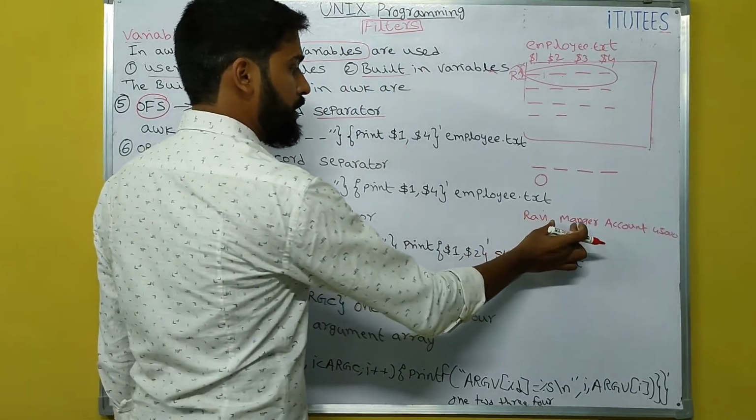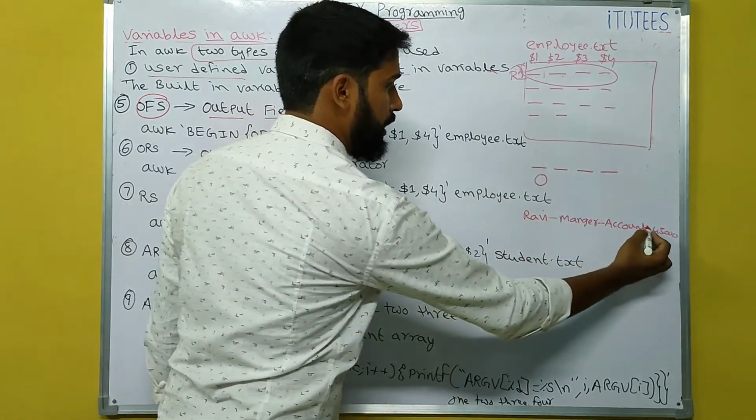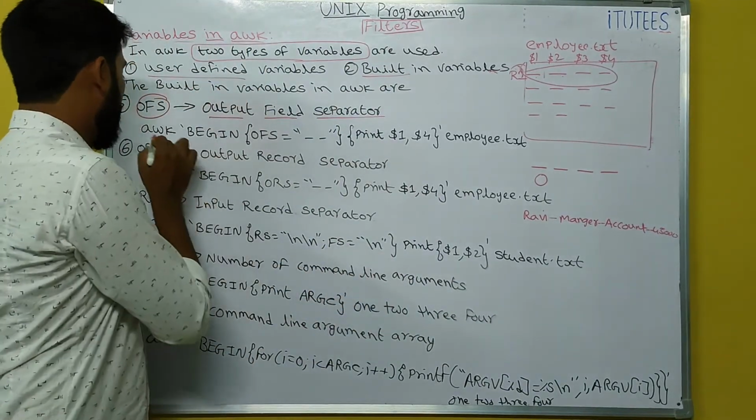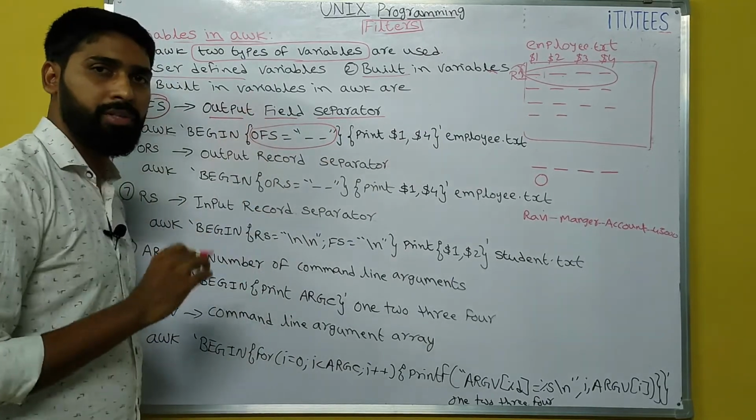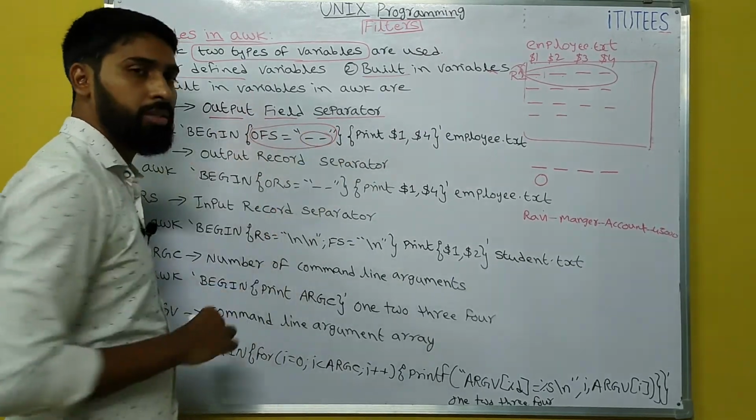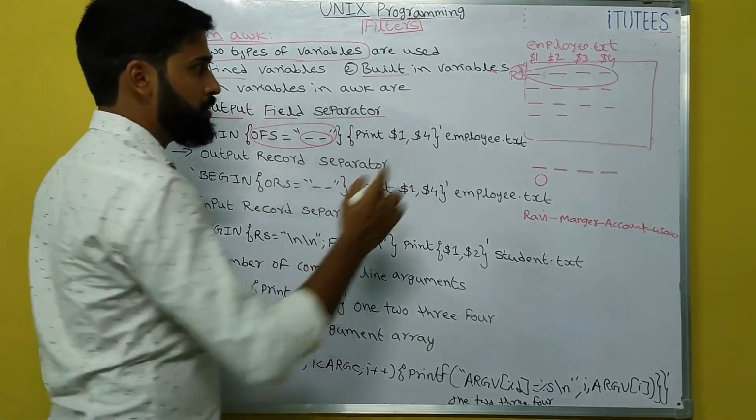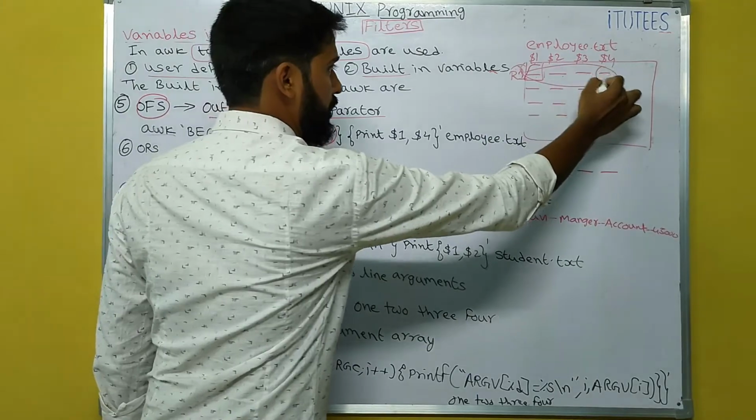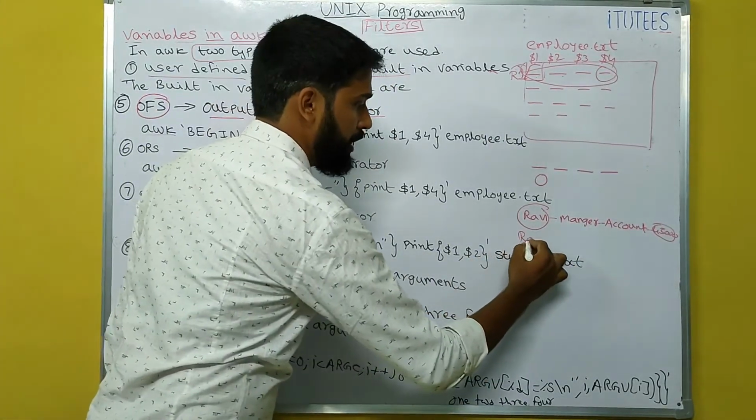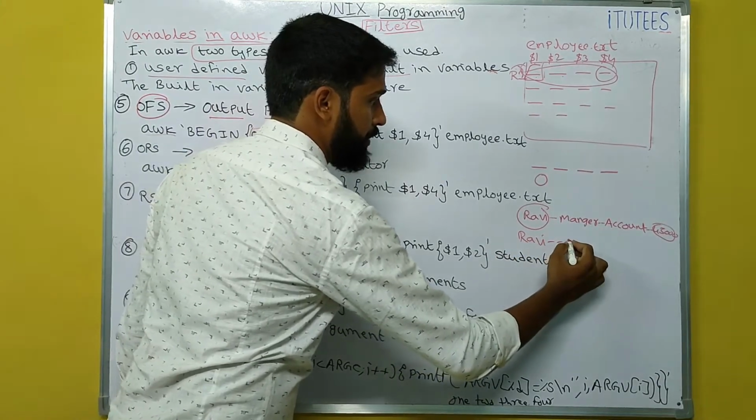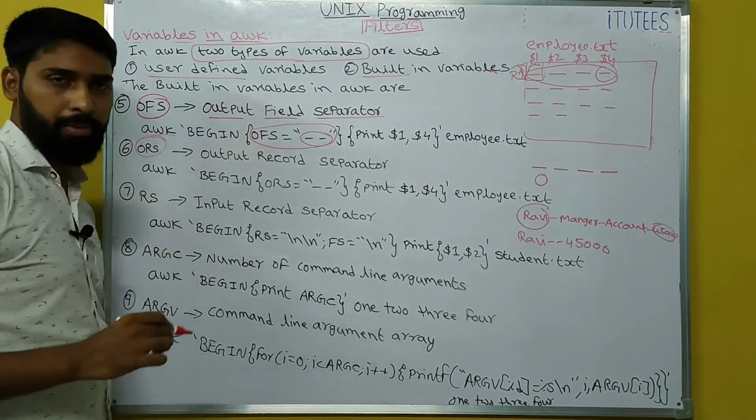Now I want to separate these fields using a hyphen like this. Then how can I write it? In the AWK BEGIN section I initialize OFS equals to double hyphen, and I print $1, $4. That means the first field and the last field. The output will be Ravi, the field separator, hyphen hyphen, then 45,000.